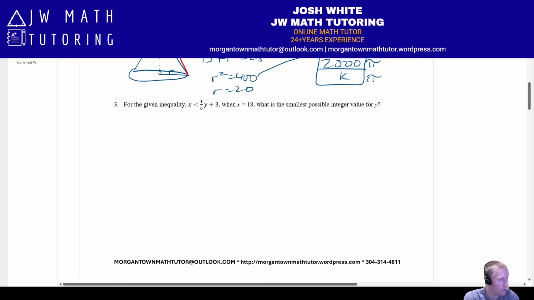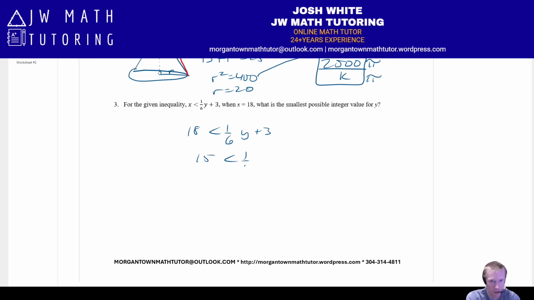All right, let's look at the next one, question number 3. You have this given linear inequality, and you're told that when x is 18, find the smallest possible integer value for y. So basically that just means you plug in 18 here, 1/6 y plus 3. Then if you solve this essentially for y, so minus 3 both sides times 6 both sides, okay, 90 is less than y, or if you rearrange it like this, y is greater than 90. So what's the smallest possible integer value? Well, it has to be 91.